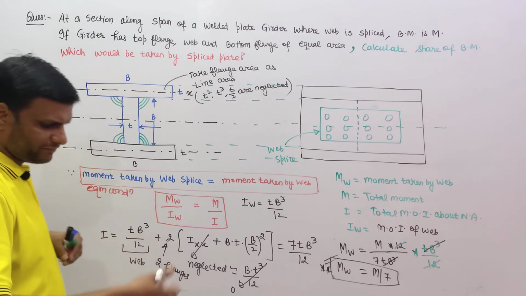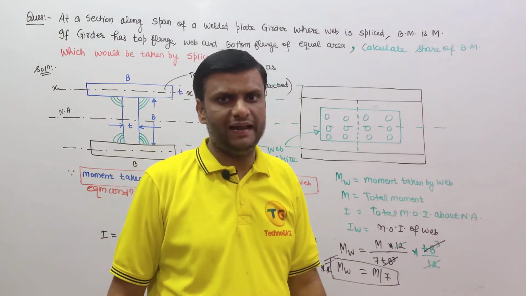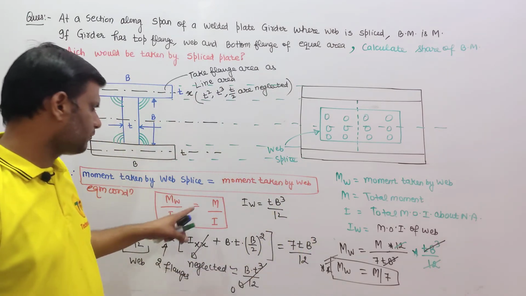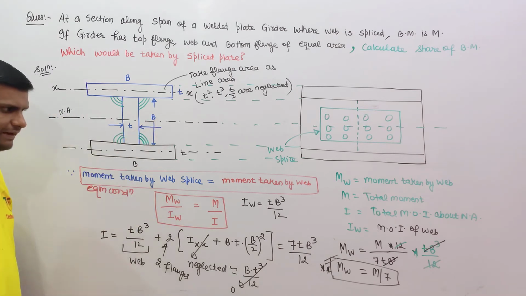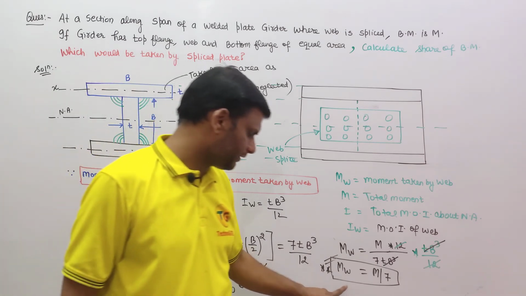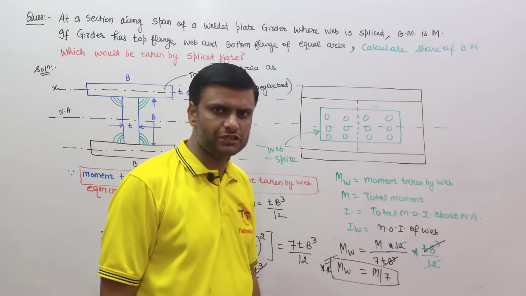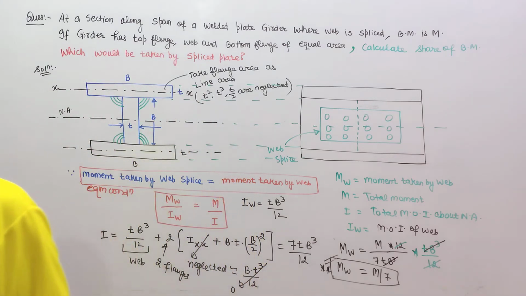M by I, sigma by y, E by R. You can equate using the flexural formula. So moment and moment of inertia are in this particular relationship. So you can equate, and we have found the value. The moment taken by the web is equal to M by 7. Please note it down very fast. After that we will discuss another numerical. We will discuss another question.